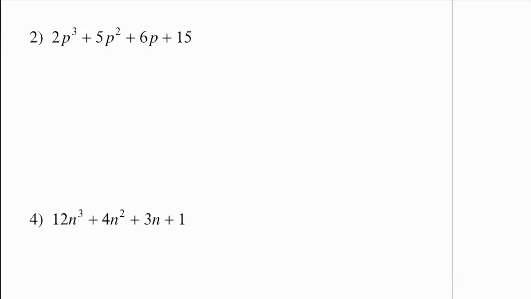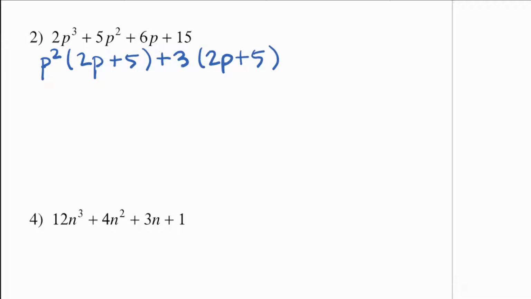Number 2. Okay, over here again, 2 and 5, they don't have any common factors, so I'm going to just factor out 2 powers of b. And then over here, 6 and 15, they're both divisible by 3, so I'm going to factor that 3 out. But no, wait, if I multiply 3 by p, I would get 3p. I need to multiply 3 by 2p to get 6p. And then that makes it so that I can factor out the binomial, so that's a good sign.